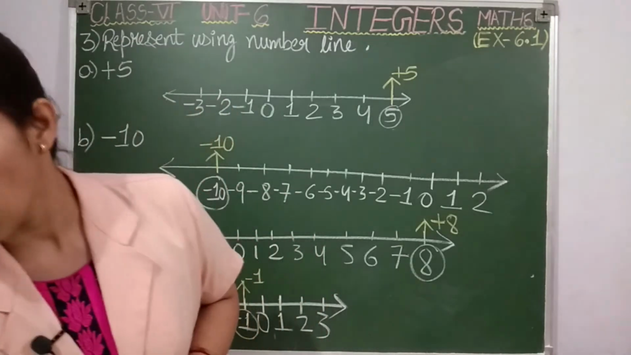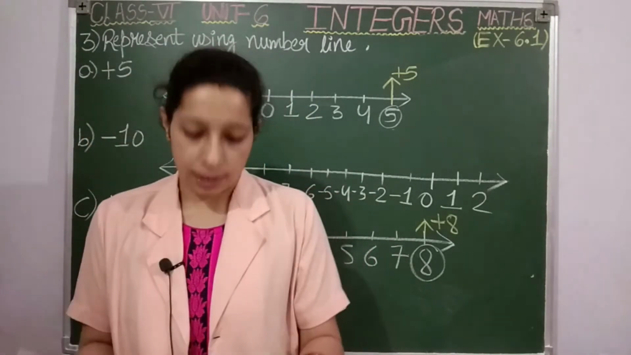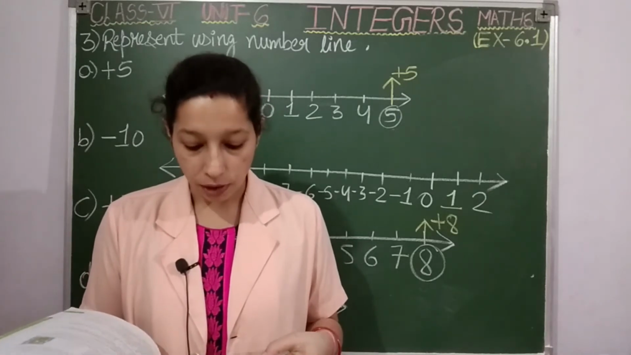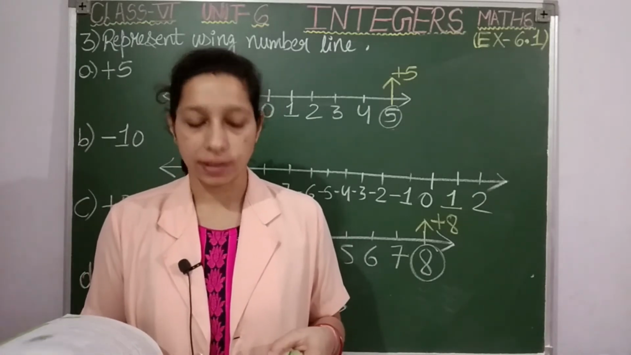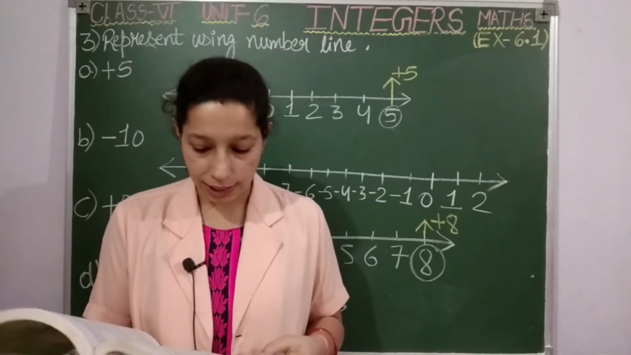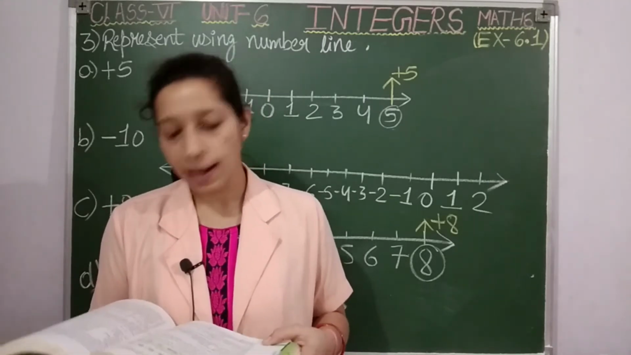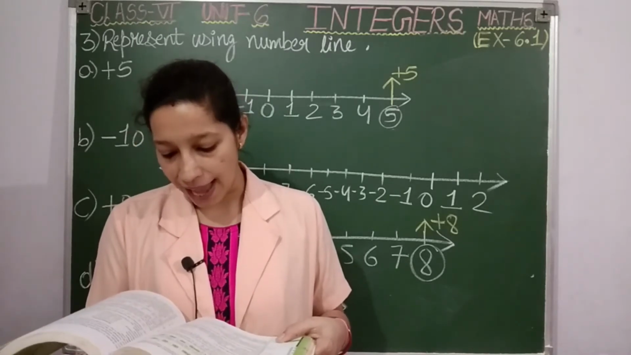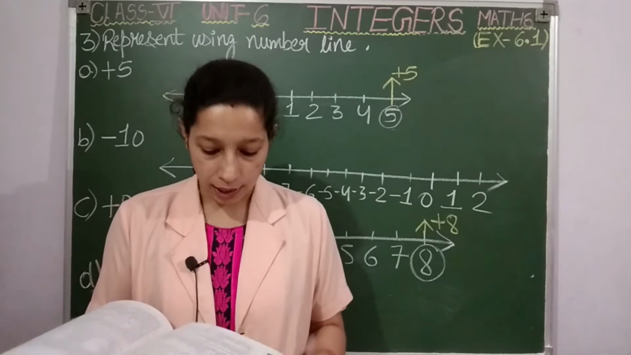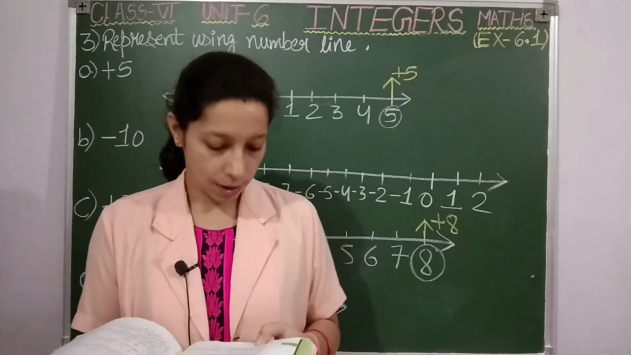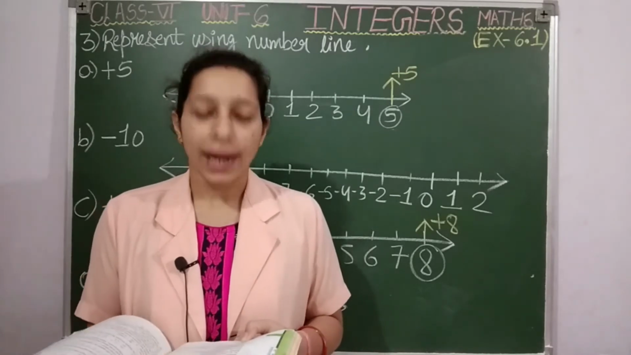Now students, question number 4. Let us look into the textbook. The adjacent figure is a vertical number line representing integers. Observe it and locate the following points. In your textbook you can see at the corner one number line is given and points are marked on it: G, F, H, A, letters are marked on it. So you have to observe that number line and then answer the following questions. Okay, so let us see, students.